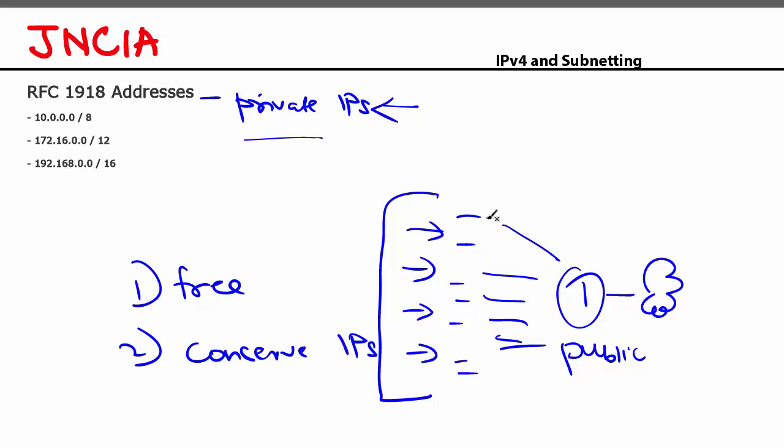So many computers having just one public IP address. Instead of having so many public IP addresses, we use just one public IP address. This mechanism is called Network Address Translation, NAT. You don't need to worry about the specifics of NAT because we're going to discuss NAT in a future course, but the point I'm trying to convey is that private IPs help to conserve the public IP address space. Having said that, let's look at the ranges of private IPs.